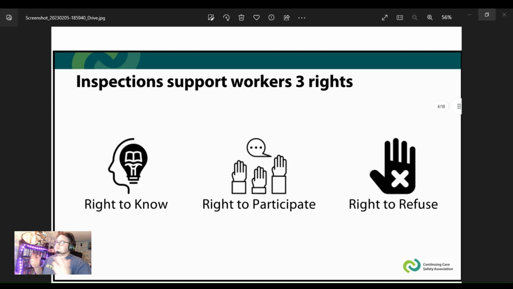Then we have, well, let's go with the right to refuse. If staff believe that they are being exposed to a hazard that isn't adequately controlled, they have the right to refuse until an inspection comes through and gives them the all clear. And if they still think so, then they'll be replaced. And then the person who was replaced has the right to refuse as well.